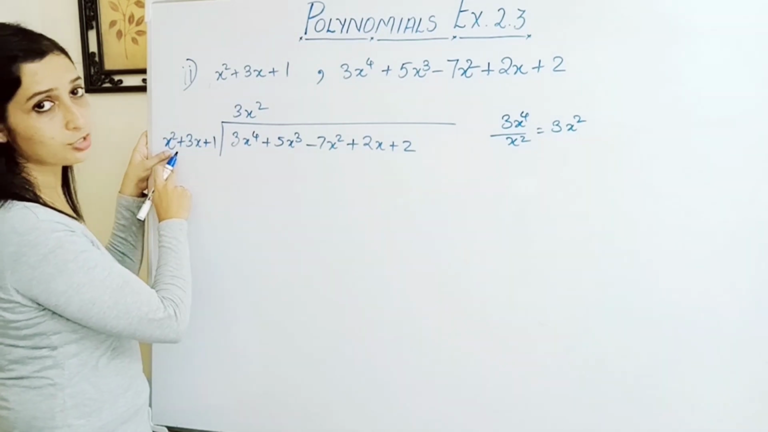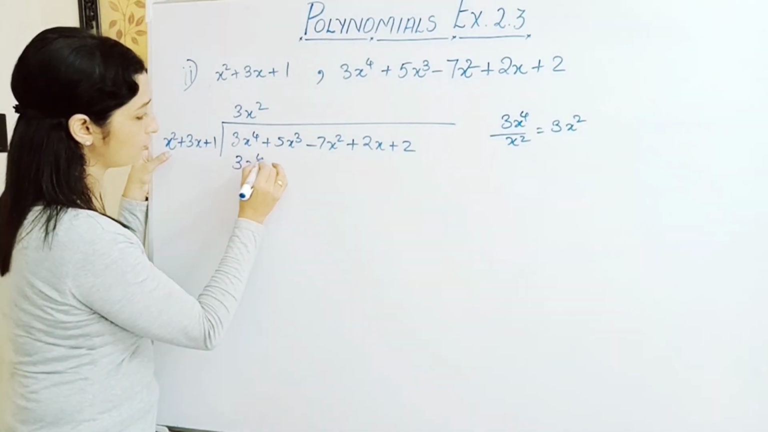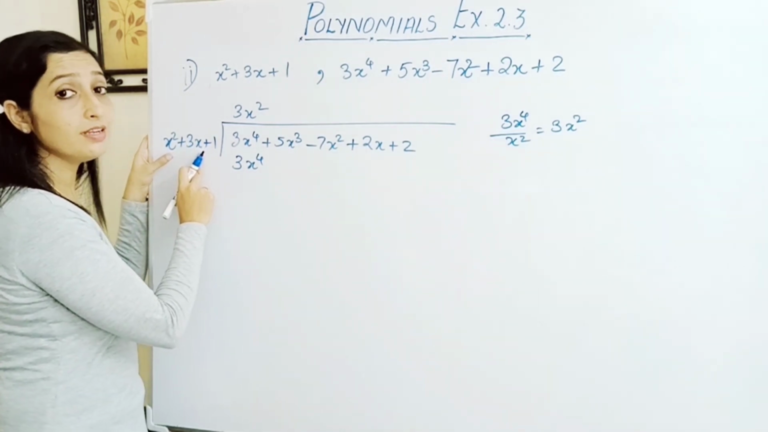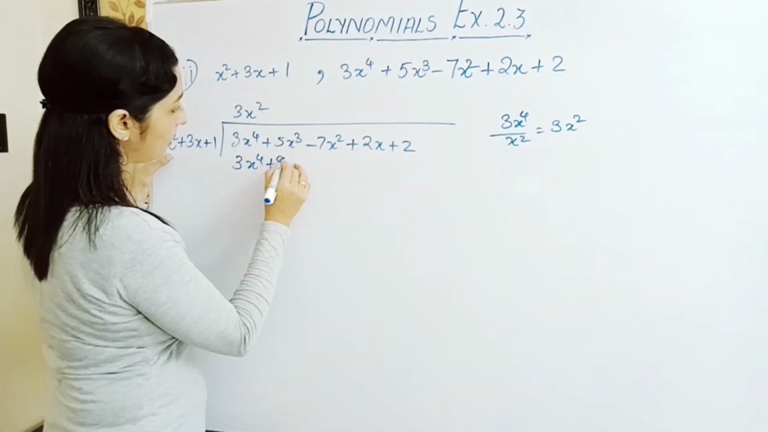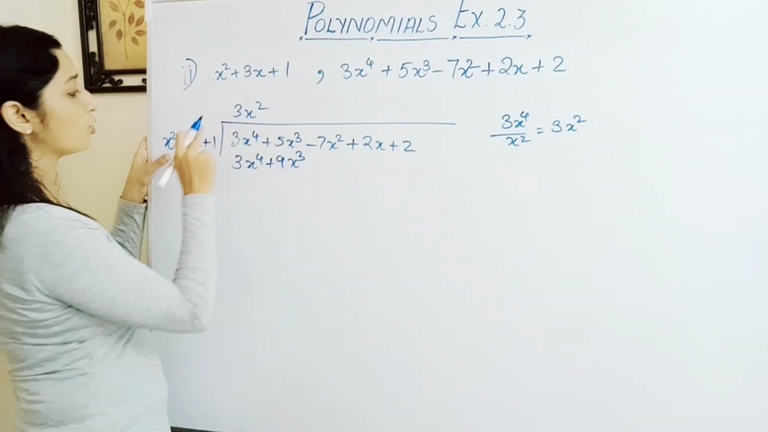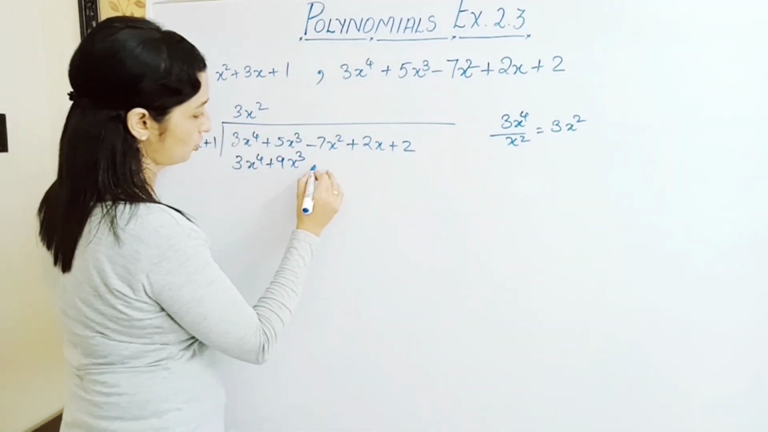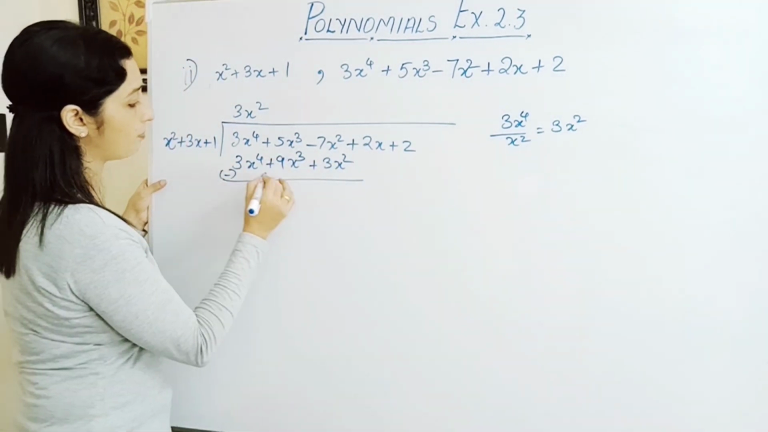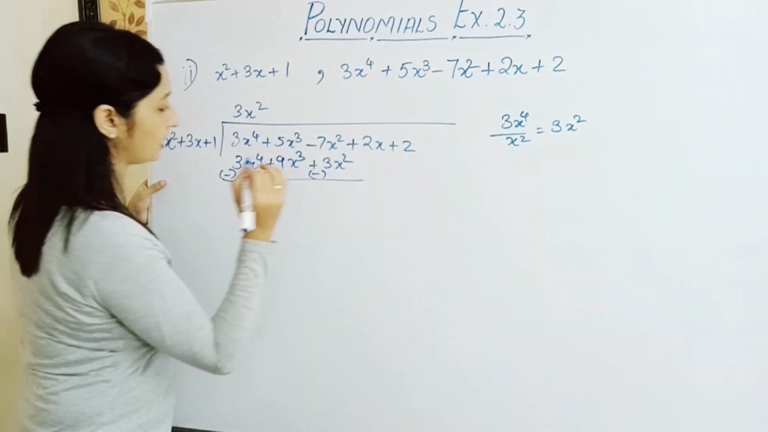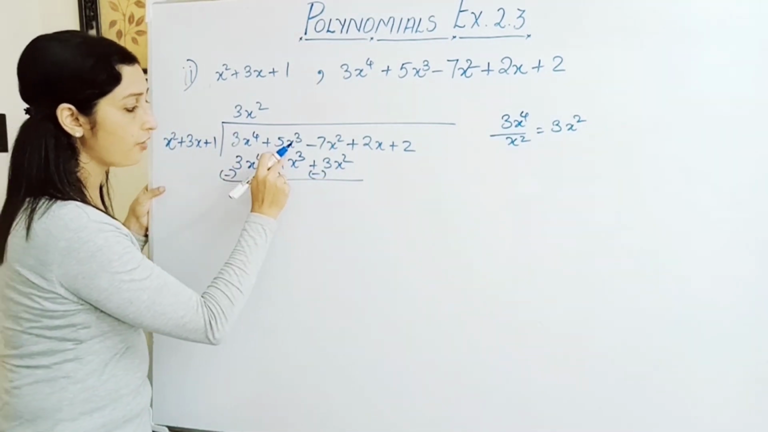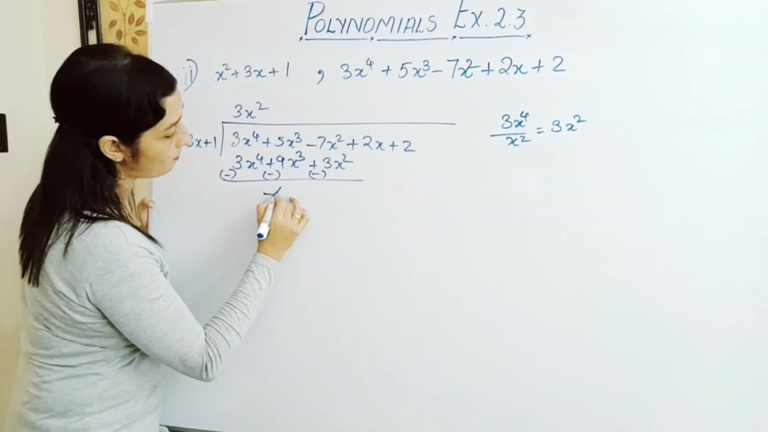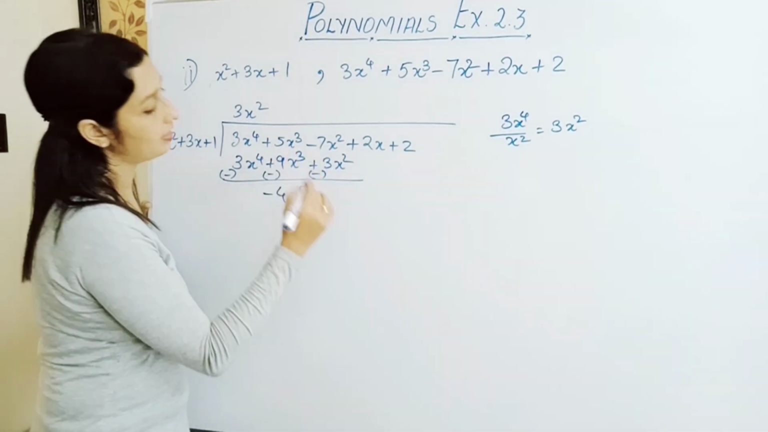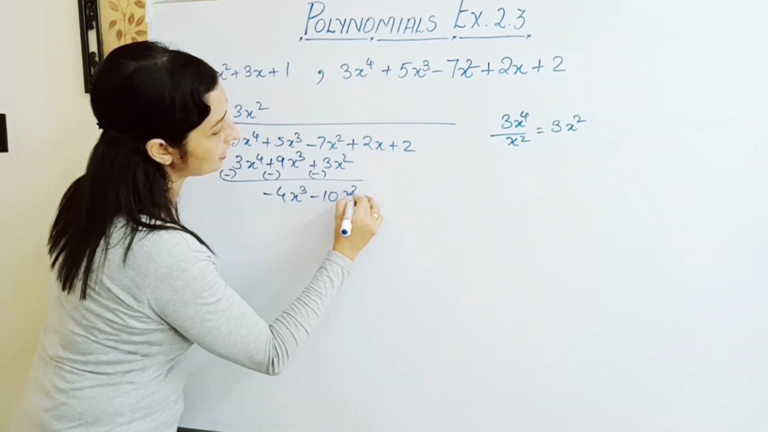And what do you get here? 3x square into x square is 3x raised to 4. 3x square into 3x is 9x cube. So plus 9x cube. 3x square into 1 is 3x square, plus 3x square. Now you reverse the signs, this becomes minus, minus, minus. This gets cancelled. 5 minus 9, it is minus 4x cube, minus 7 minus 3, that is minus 10x square, plus 2x plus 2.